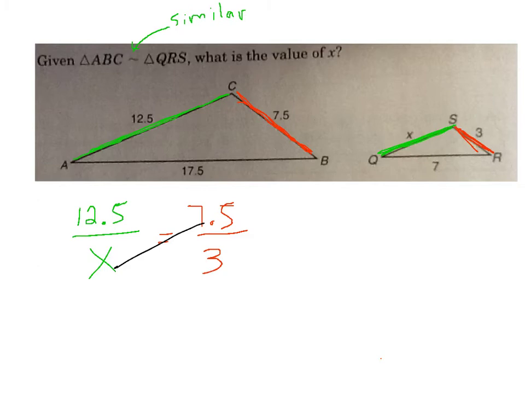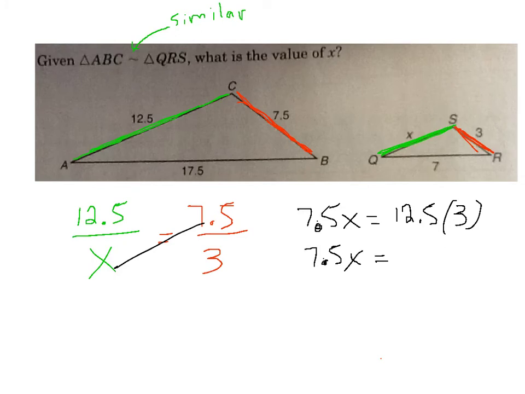So we can do 7.5 times x, which is 7.5x. And then we have 12.5 times 3. And on the left we have 7.5x. On the right, when we multiply 12.5 by 3, we get 37.5.